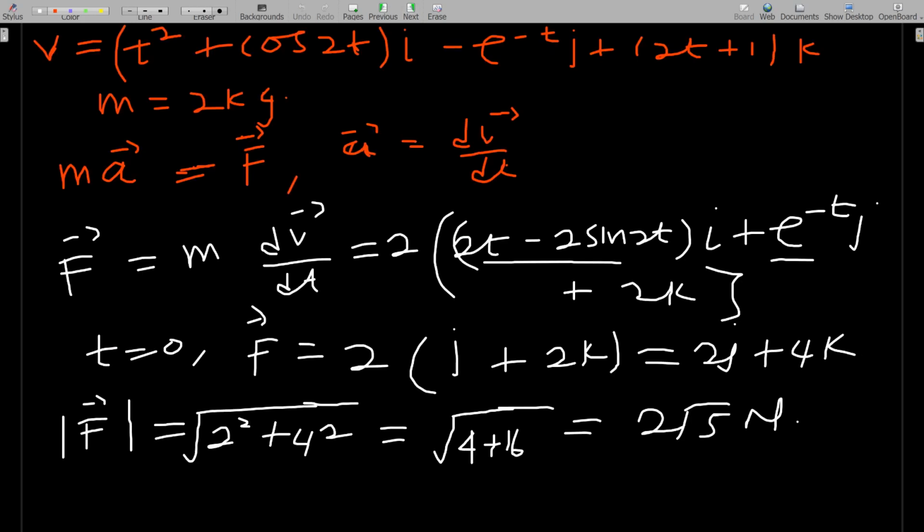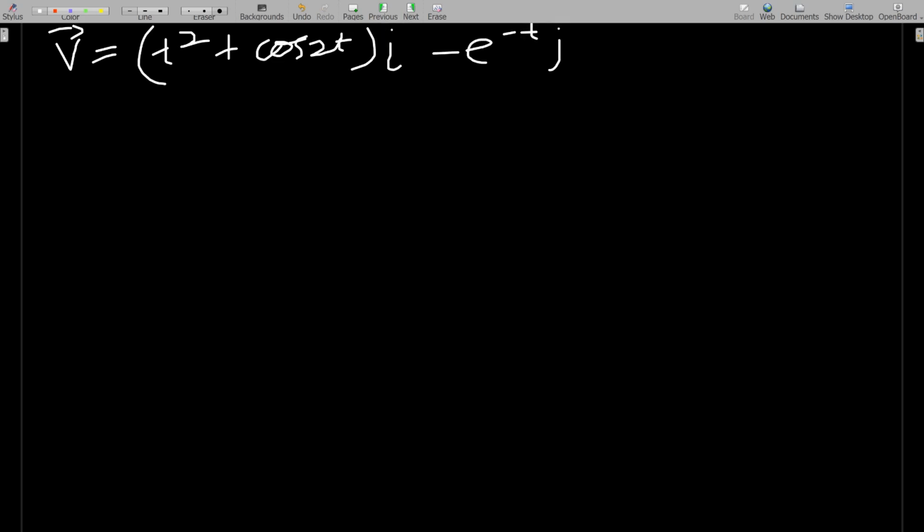So what will happen is, we know the velocity, and it was given to us in the question. So velocity is (t squared plus cos of 2t) i minus e to the minus t j plus (2t plus 1) k.